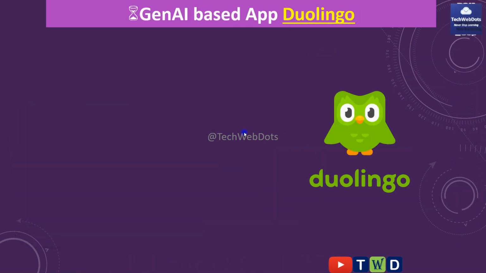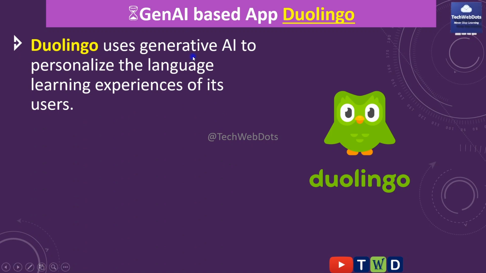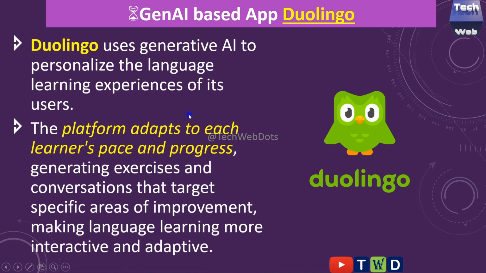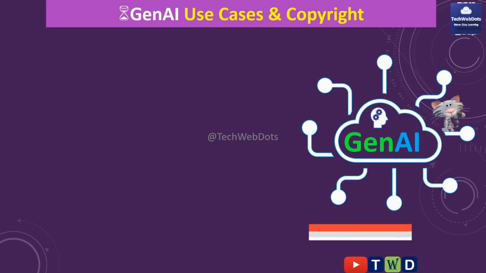Okay, let's move ahead to another example. This is also a GenAI based application, Duolingo. Say you want to understand German or Finnish, then Duolingo is one of the best platforms for learning, and how is it related to GenAI? Duolingo uses generative AI to personalize the language learning experiences of its users. I also personally use it and it actually works. You can also try it yourself if you want to learn any new language. This platform adapts to each learner's pace and progress, and generates exercises and conversations that target specific areas of improvement, making language learning more interactive and adaptive. So this is another beautiful example of Gen AI.